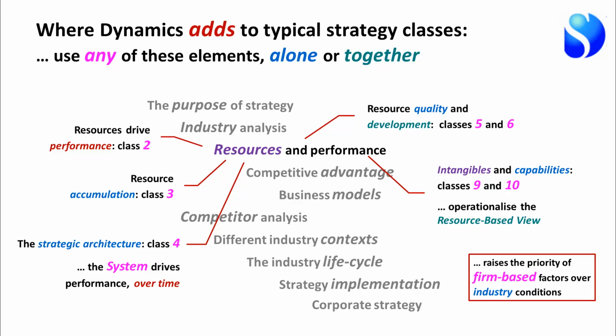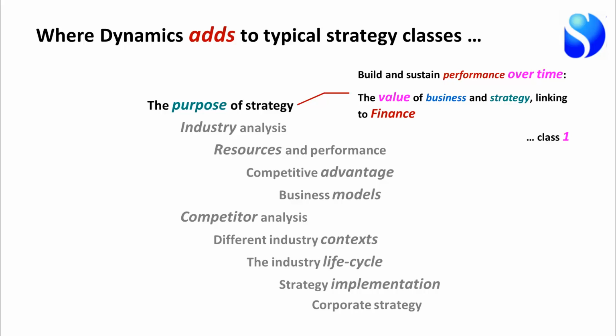Industry conditions and competitive conditions are still important, and we do talk about some of that, but we know that it's possible to perform strongly in very difficult industry and competitive conditions. So raising the priority of resources and these firm-based factors is really important. Of course, we start out right back in class 1 of the course by explaining how important it is to start with a focus on building and sustaining performance over time. Management and investors are essentially not very interested in simply fixing performance ratios like return on invested capital.